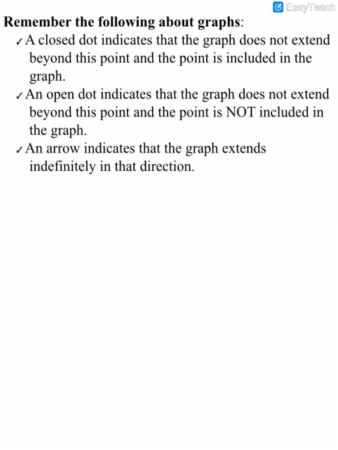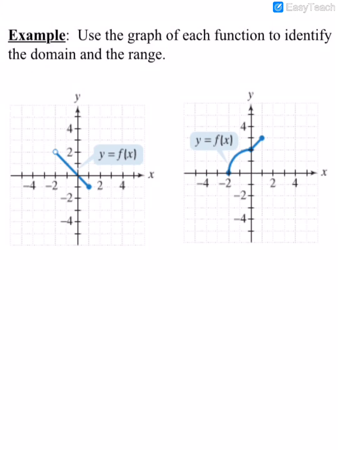When we're looking at a graph, there are a few things that we need to remember. A closed dot indicates that the graph does not extend beyond this point and the point is included in the graph. An open dot indicates that the graph does not extend beyond this point, but the point is not included in the graph. And then arrows indicate that the graph extends indefinitely in that direction.